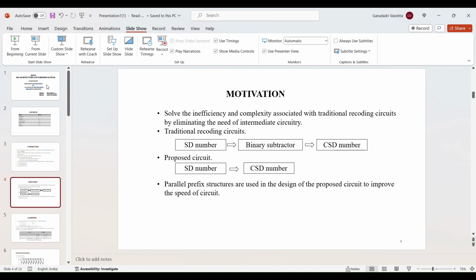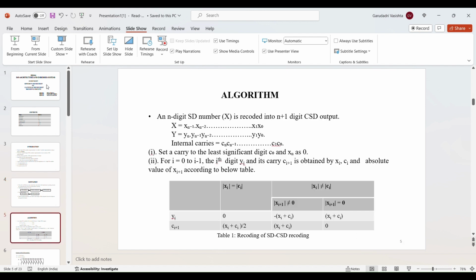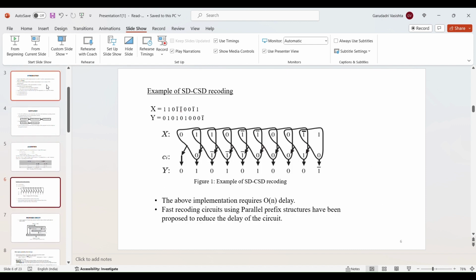So here we have implemented two such implementations, one using the parallel prefix structure which further improves the speed of the circuit, and one without using the parallel prefix structure. There is this algorithm where we convert an n-bit number into an n+1 CSD output. This circuit has a delay of order O(n). In order to further improve this delay, we use parallel prefix structures, and Shivam will continue from here.